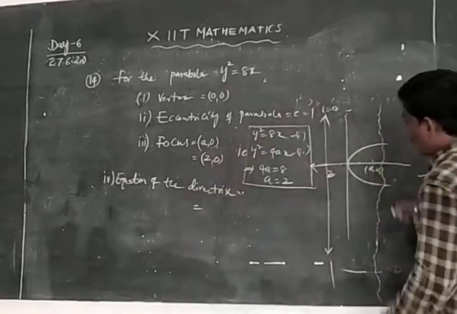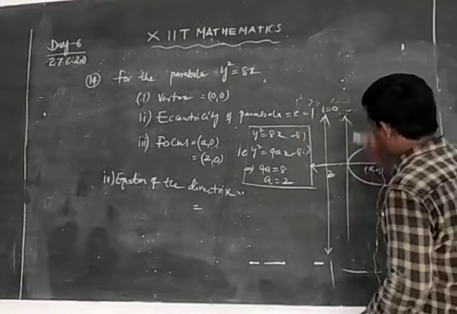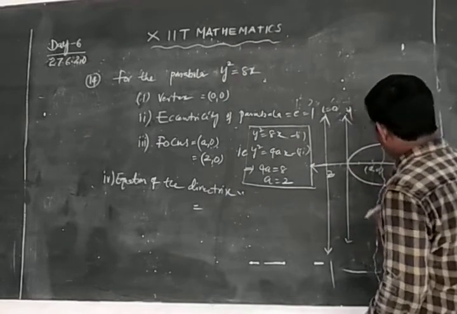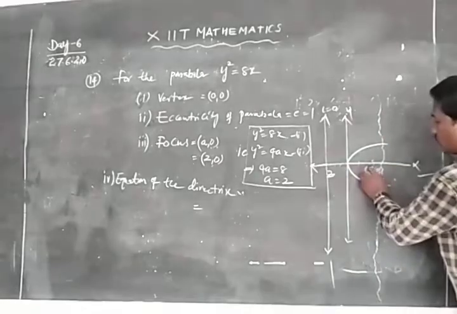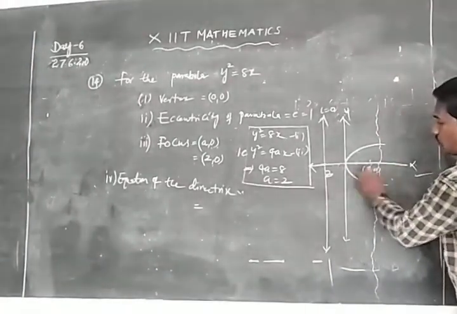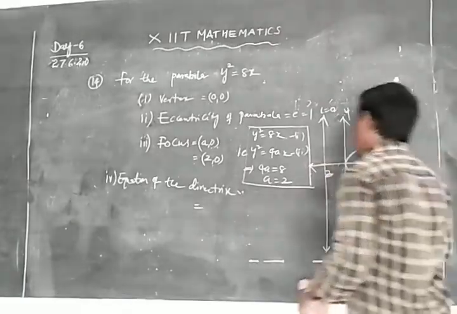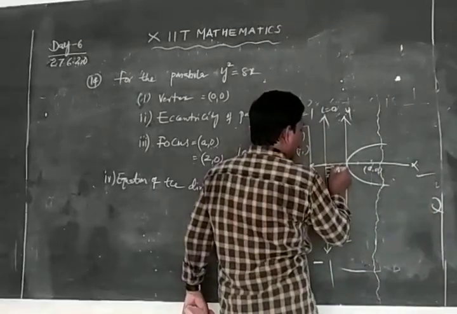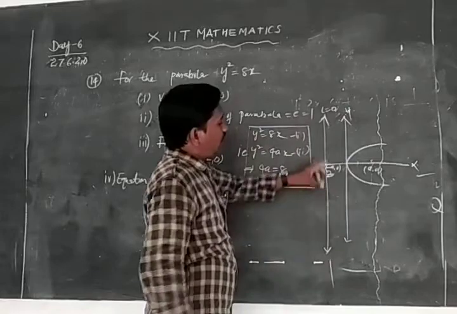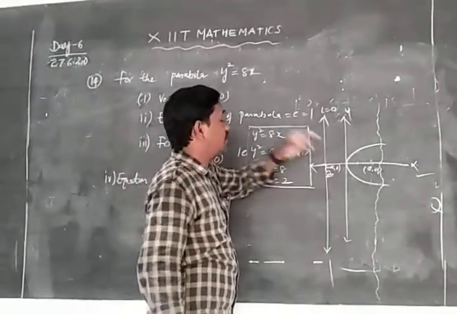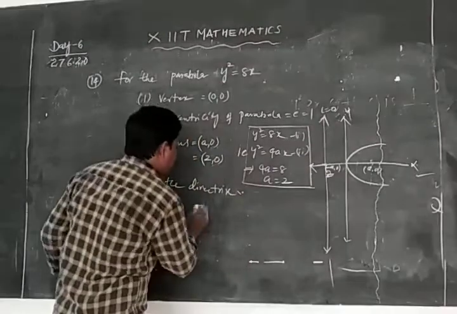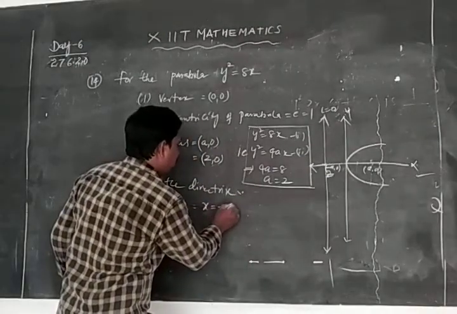This is the positive values. This is the x axis. Sorry, this is the y axis. This is the x axis, this is the positive value. This is the negative value. So why? Because here is (a, 0), here is (minus a, 0). That's why here the point on the directrix is (minus a, 0). That's why x equal to minus a.